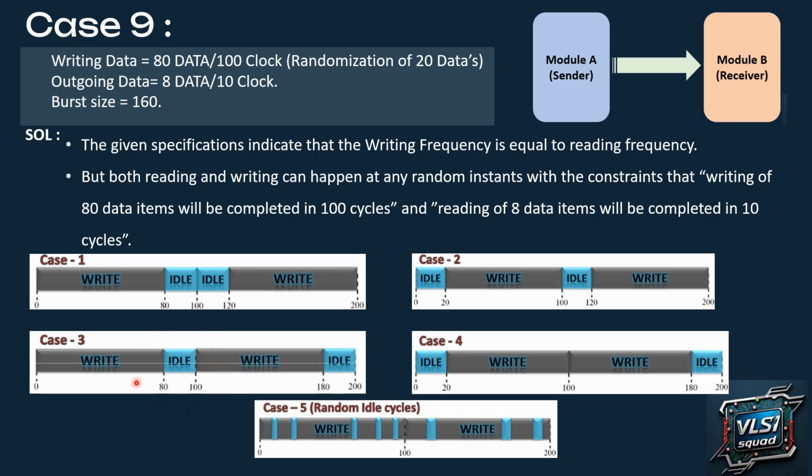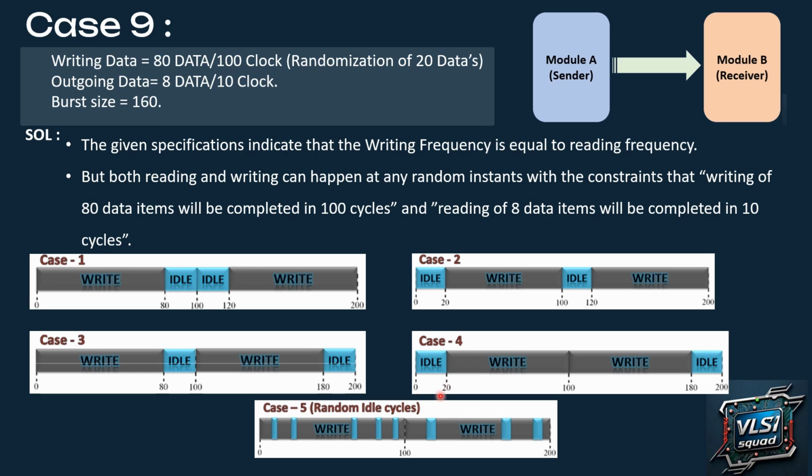So this is not a worst case scenario. And if we take randomly, this idle time will give the reader some time to read. So we have to take this case. Here there are no idle gaps between two writes, so we are taking the longest write, and this will be the worst case scenario. So we have to take the longest write without any delay.